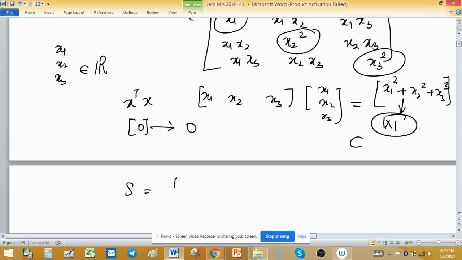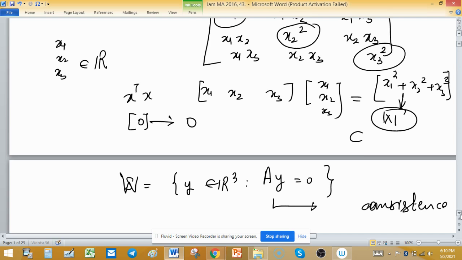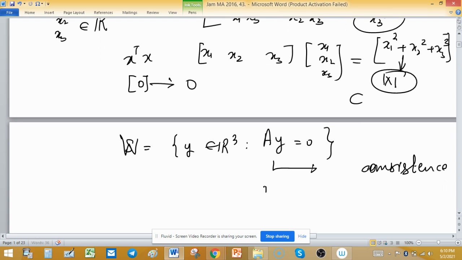Suppose this set is S, or W you can say: Y belongs to R cube such that AY equal to 0, meaning all those solutions. If we find the matrix representation of AY equal to 0, then we always have a solution, I mean this system is consistent. So this is nothing but the null space. So we have to find the dimension of the null space, meaning the nullity.